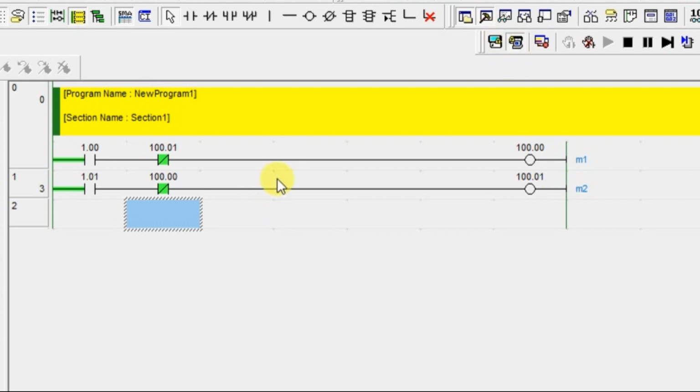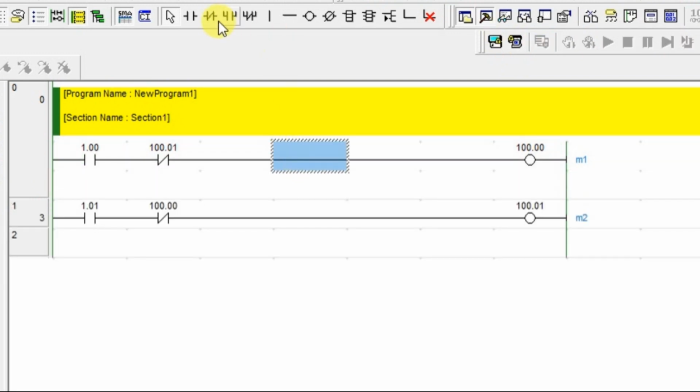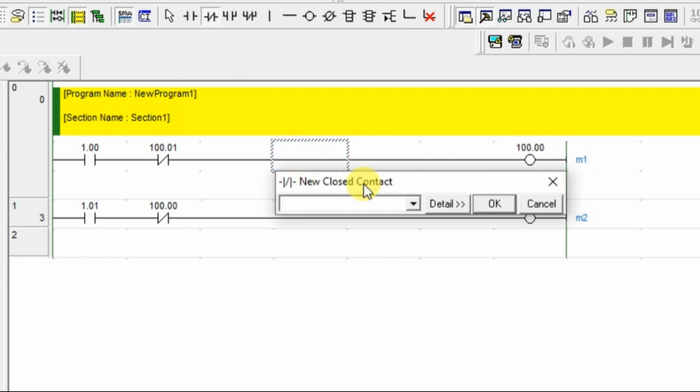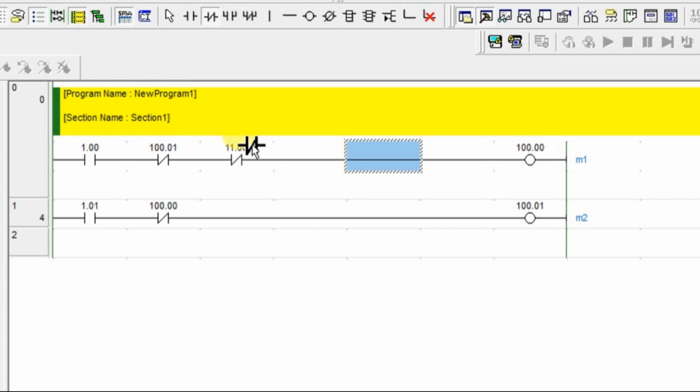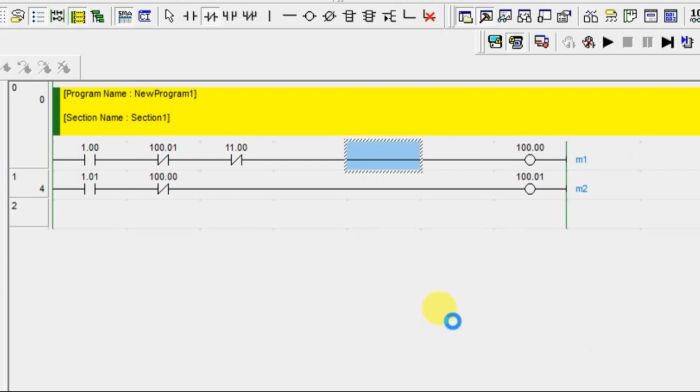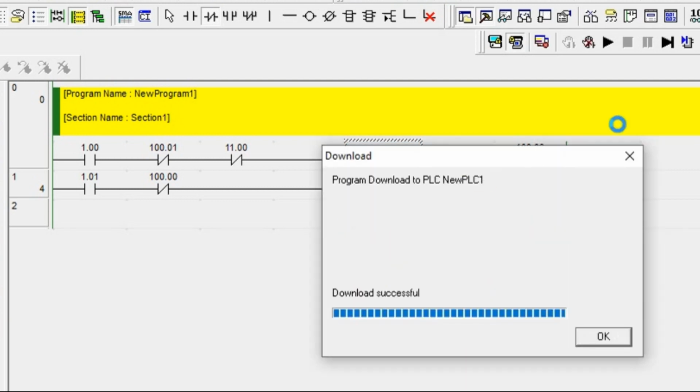You can introduce one more input here. If that input is on, this should not happen. Like that, you can make an interlock. So I'm writing 11.0 as one of the inputs. If that is on, this should not happen. That means you can write a normally closed contact of that particular input in series with the output.